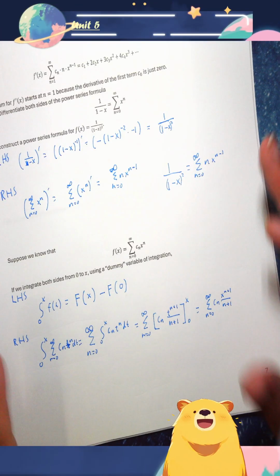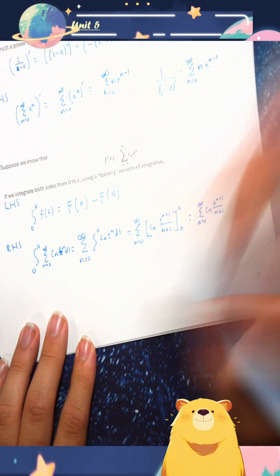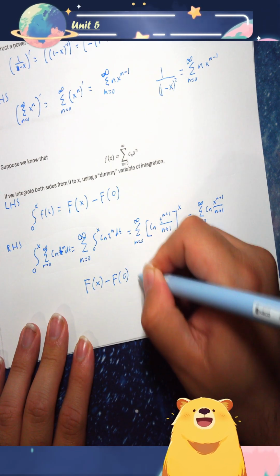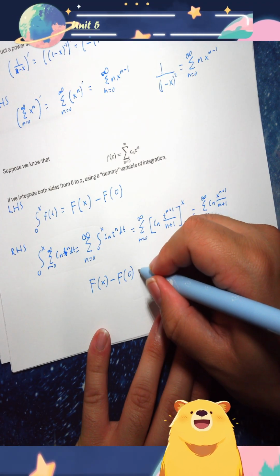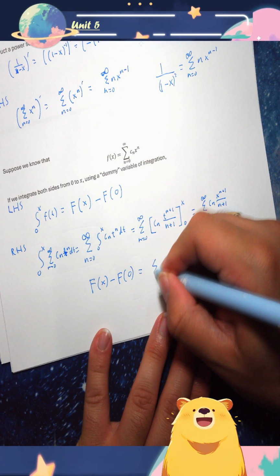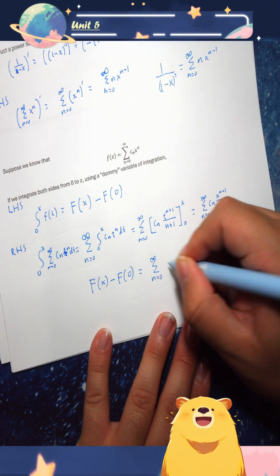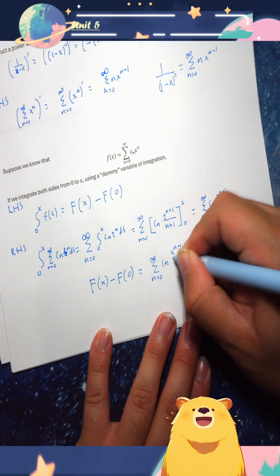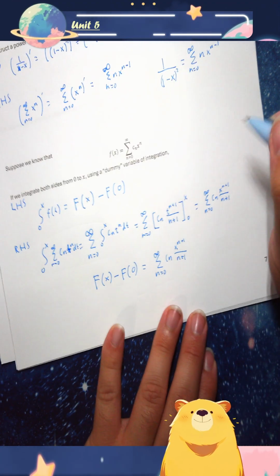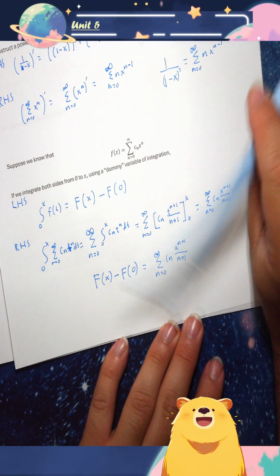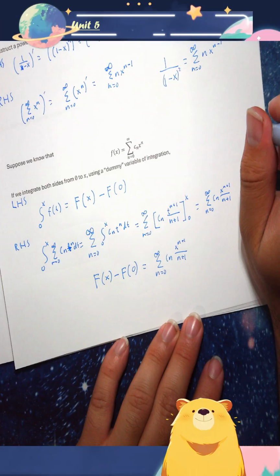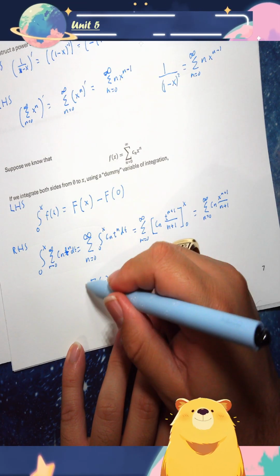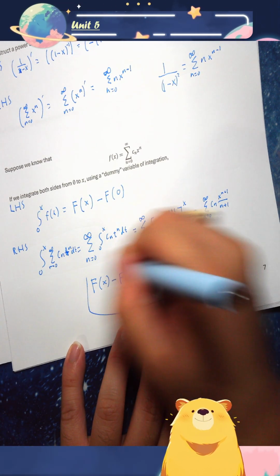And your final answer is capital F of x minus F of 0 is equal to the summation, n from 0 to infinity, of c_n x^(n+1) over (n+1). And that's going to be your answer here. I forgot to box that answer over there.